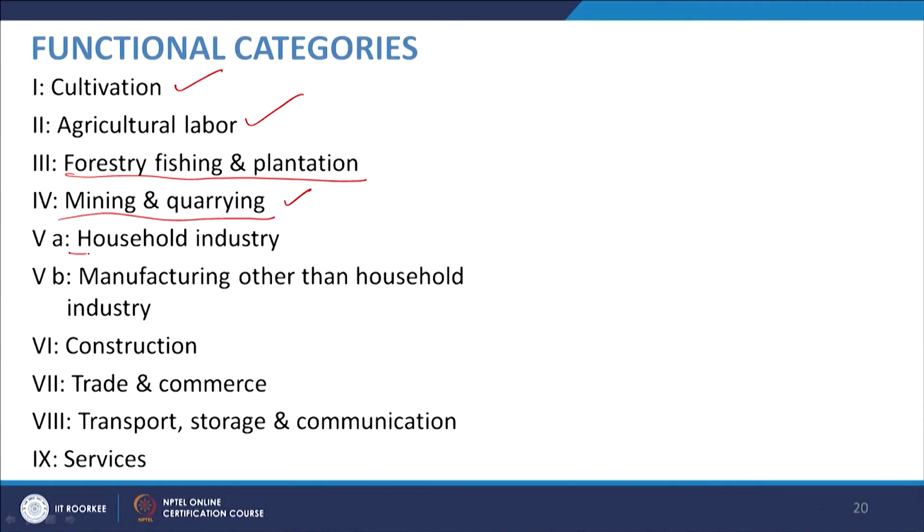Household industry based cities could be there, manufacturing and other household industry, construction based cities could be there, trade and commerce, transportation, storage and communication, and service based category. So, apart from the statutory and the non-statutory urban classification which I discussed earlier, we can also classify based on the functional categories.